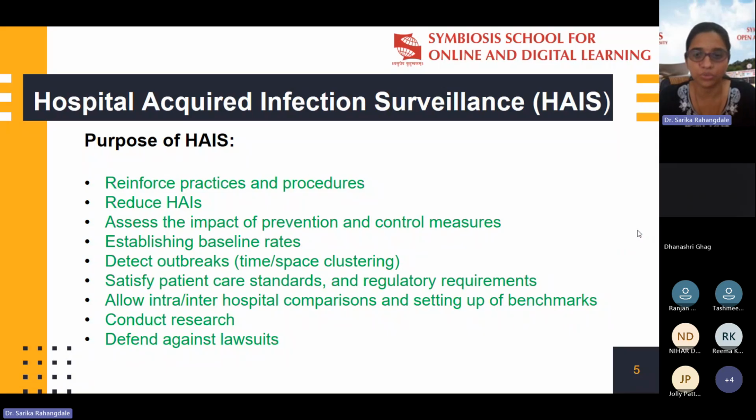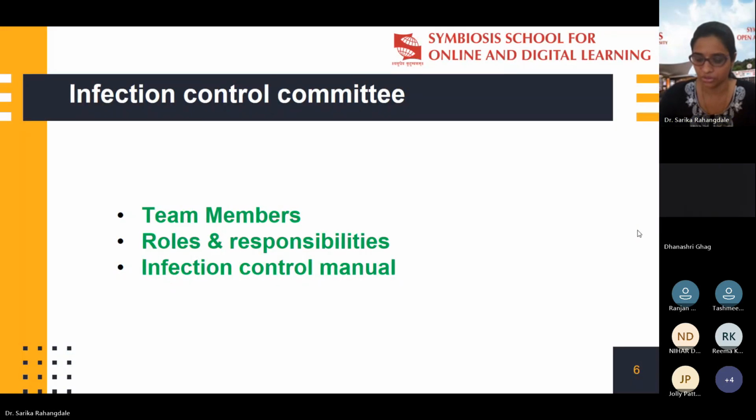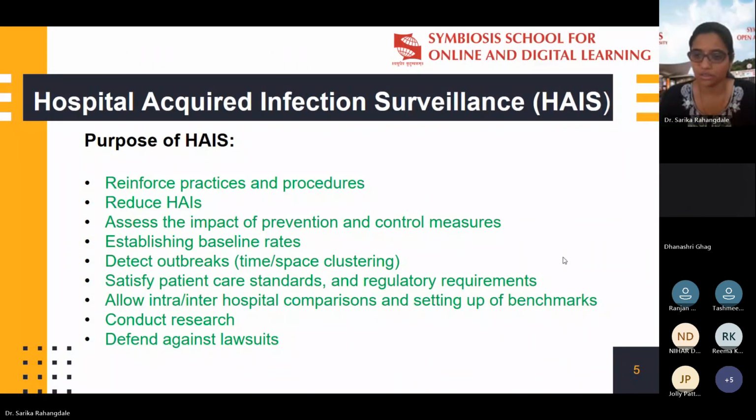Why is surveillance more important? These are the purposes of surveillance. What do we mean by surveillance? Surveillance is a dynamic, ongoing, systematic collection, analysis, interpretation and dissemination of data regarding a specific health-related event for use in public health action to reduce morbidity and mortality, and to improve the health of that specific population. For that reason, it is required to do surveillance.